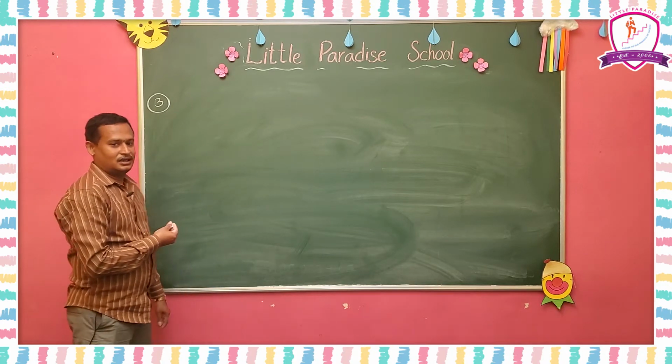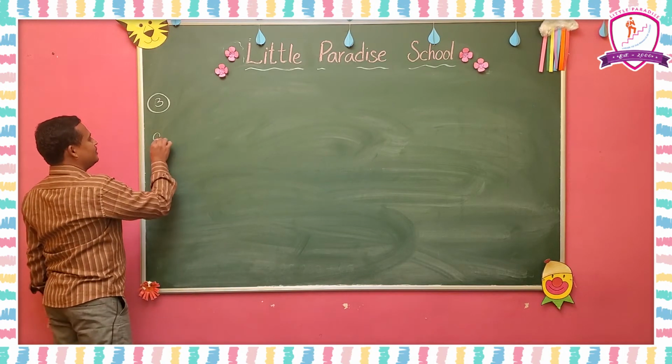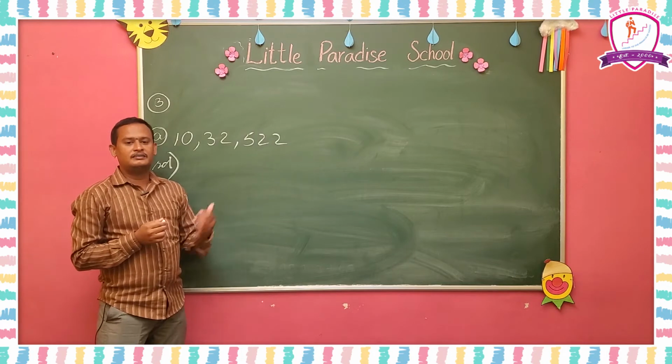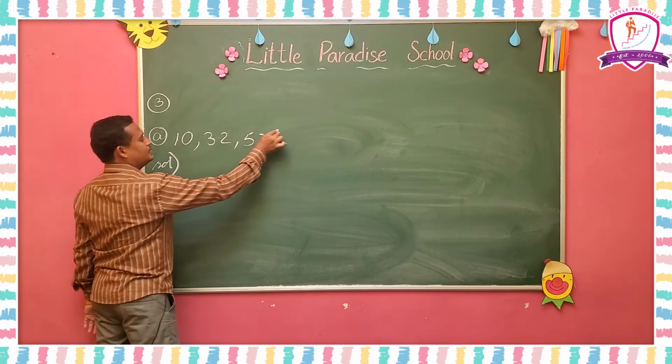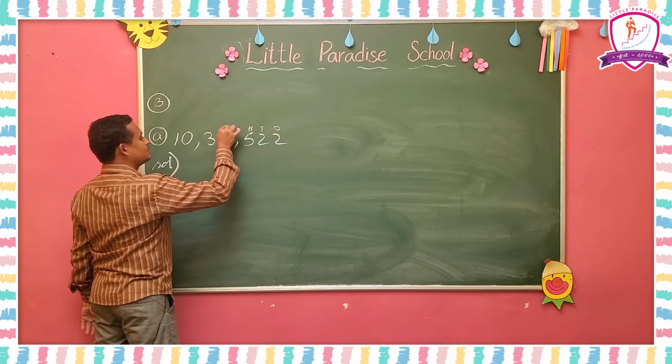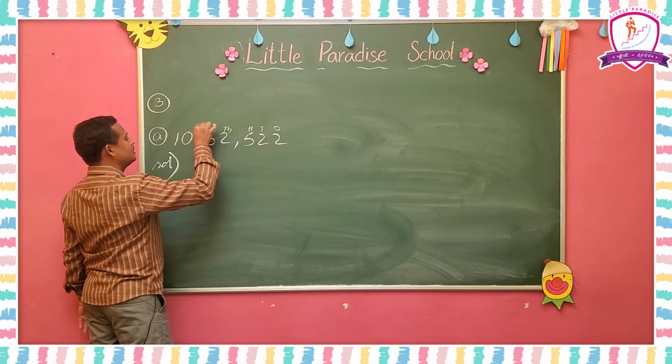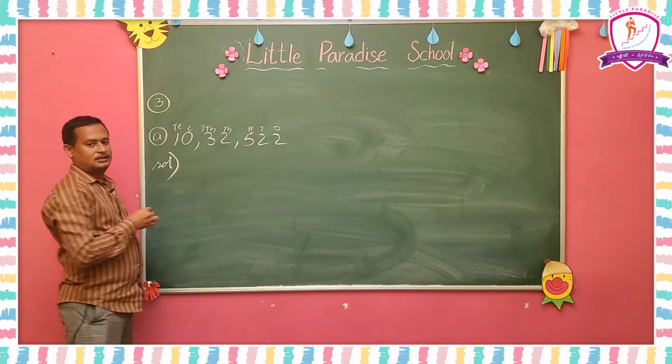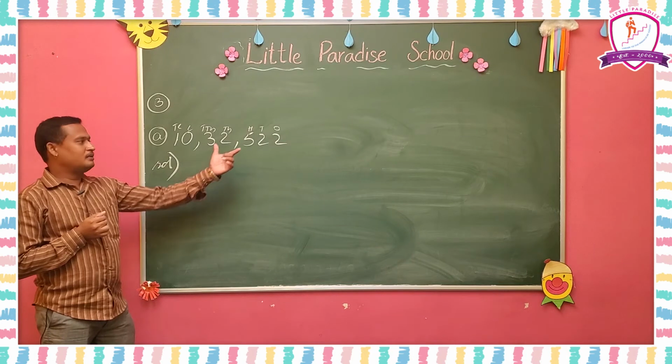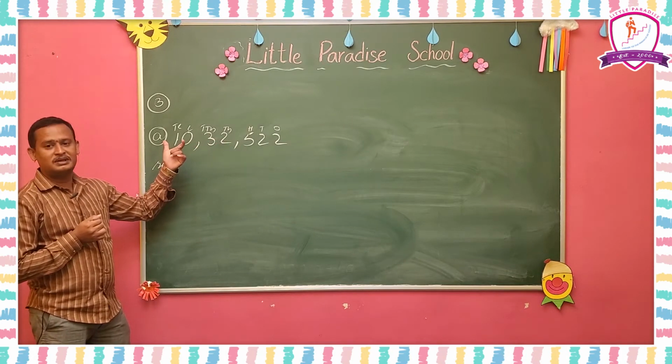So, the first sum, I'm going to explain here. Observe the first sum here. Ones, tens, hundreds, thousands, 10,000s, lakhs, 10 lakhs. When you are writing the expanded form, each and every place must be mentioned.